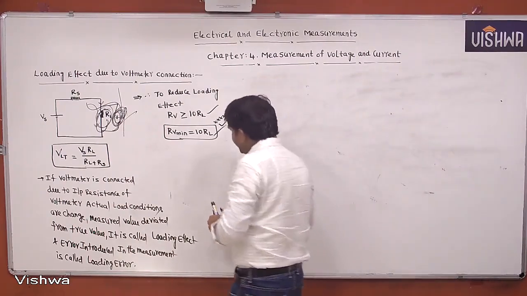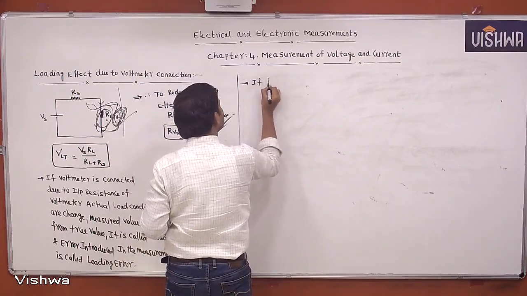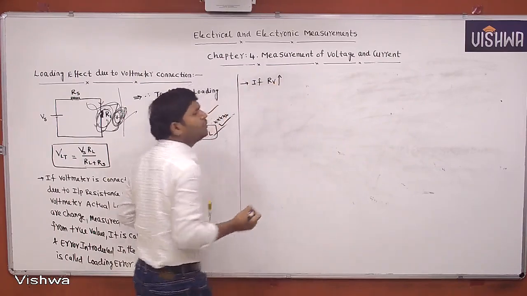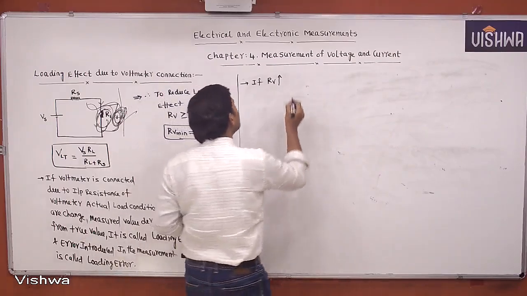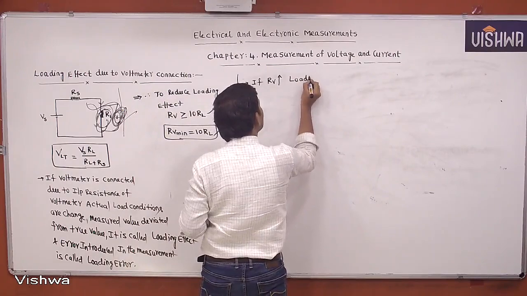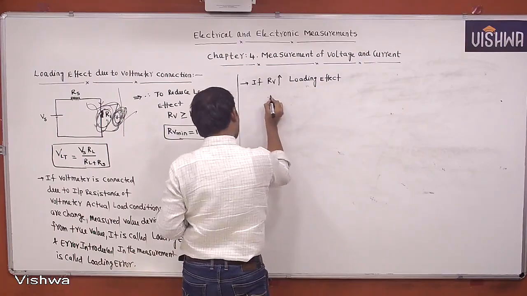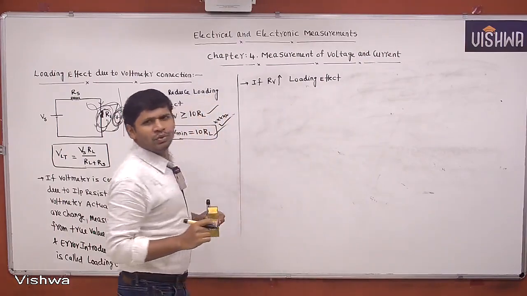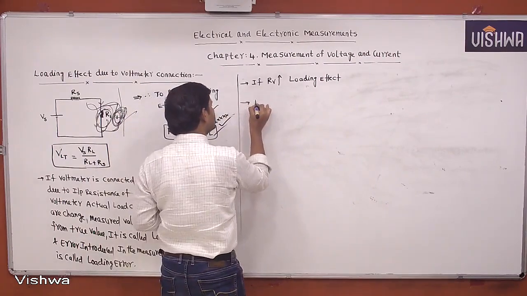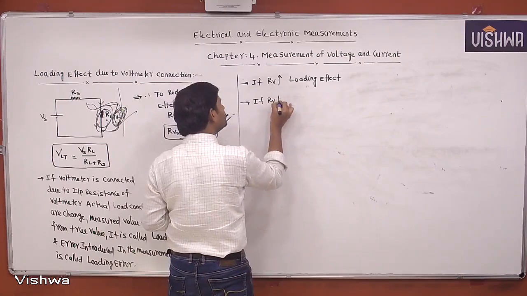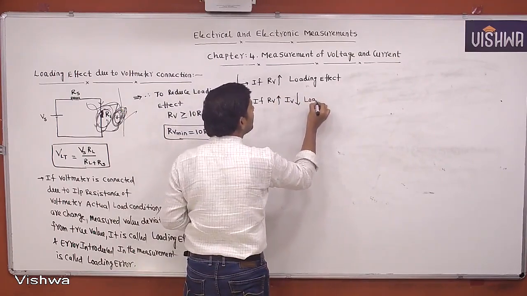One observation here. Listen, please. If RV increases, that is, if we are designing the voltmeter, selecting the voltmeter with high input resistance, then what is the loading effect? Loading effect is reduced. That is, a voltmeter with a high input resistance offers less loading effect. One more observation. If RV increases, what is IV? Reduces. Then what is the loading effect? Reduces.